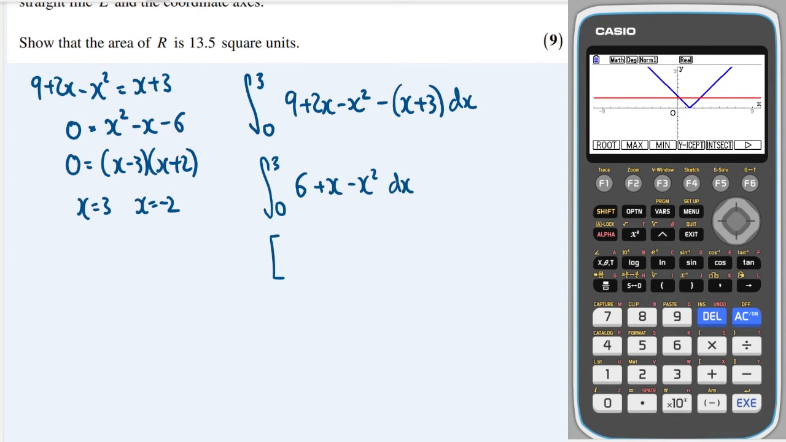And then when I integrate this, it's going to give me 6x plus up the power to 2, but then divide by the new power to get a half, up the power to 3, and then divide by the new power to get a third. Between 3 and 0.